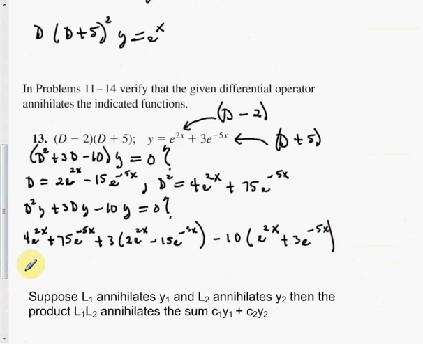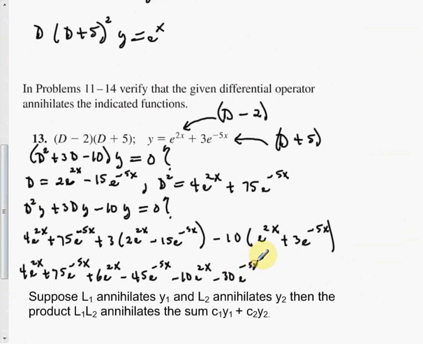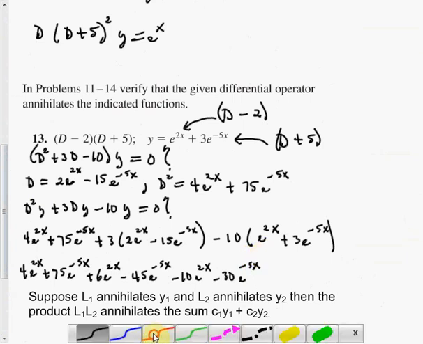So we simplify all of this. So this is 4e^(2x) plus 75e^(-5x) plus 6 times e^(2x) minus 45e^(-5x) minus 10 times e^(2x) minus 30 times e^(-5x). All right, so let's see.